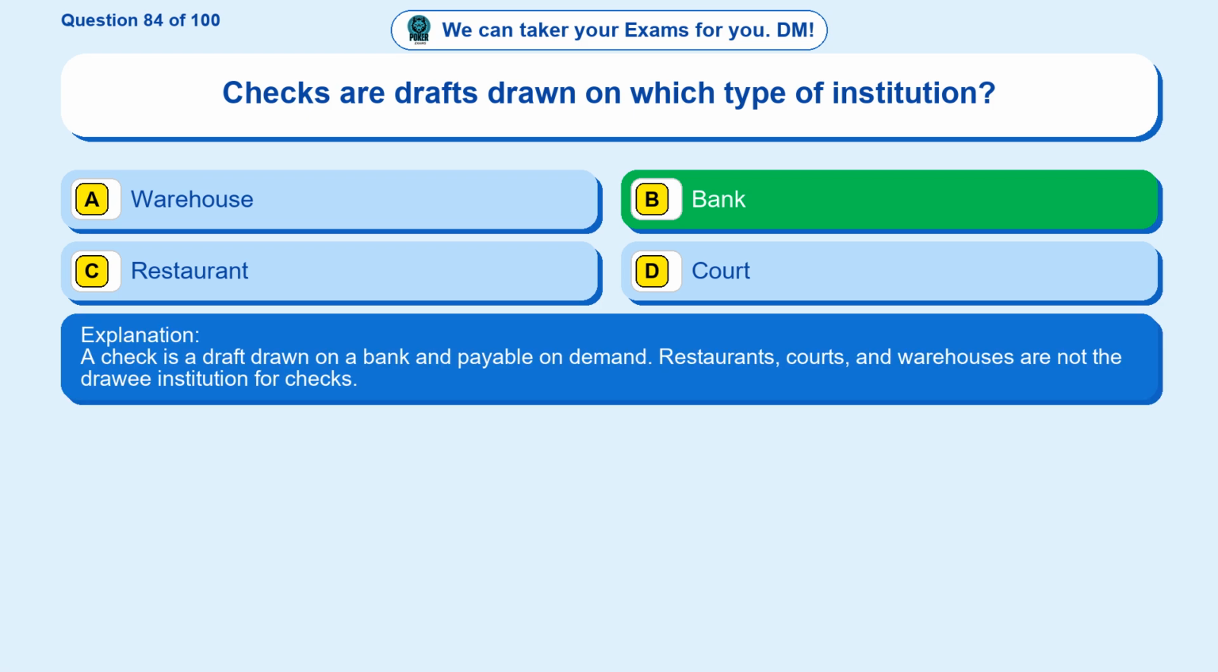A check is a draft drawn on a bank and payable on demand. Restaurants, courts, and warehouses are not the drawee institution for checks.